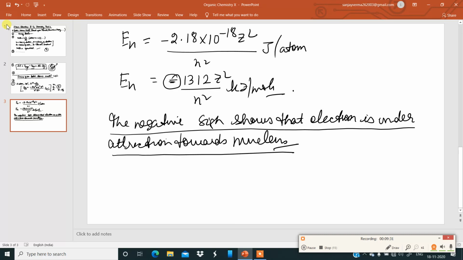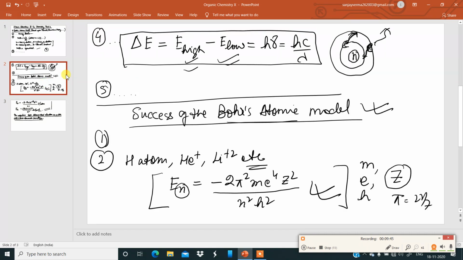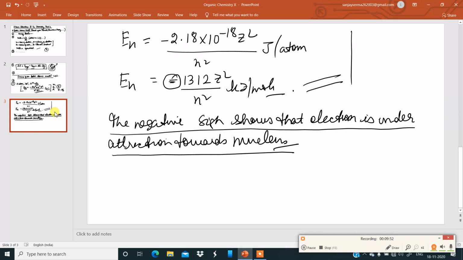Because in order to calculate the energy of electrons in various orbitals, we need to remember the formula, as I mentioned in the previous slide. So based on this formula, if you put the relevant values for the various abbreviations, we get a figure like this: minus 1312 Z square by n square kilojoules per mole. So there is a negative sign over here.